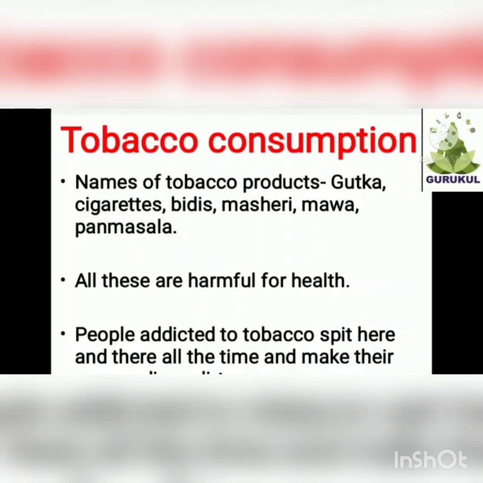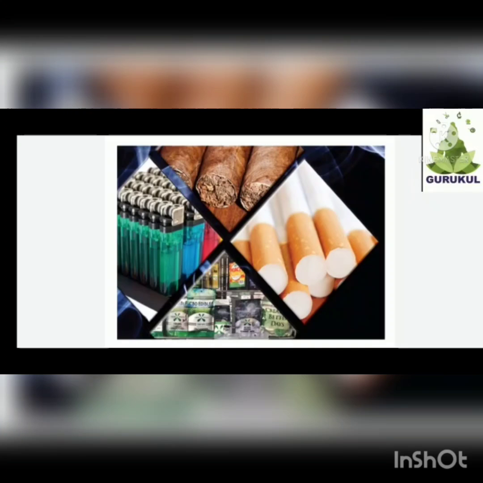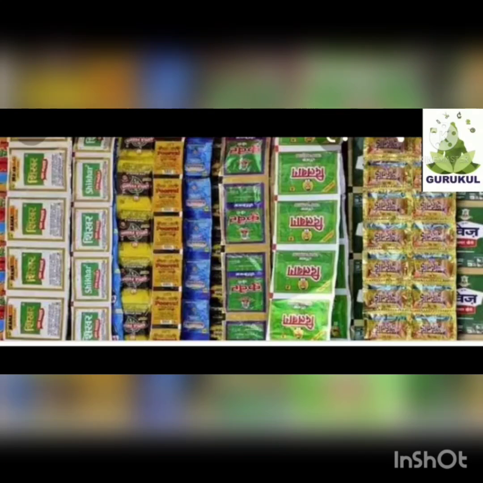Names of tobacco products such as gutka, cigarettes, bidi, masheri, mawa, pan masala, etc. are often heard. Okay. Then we also see many people consuming tobacco in different ways, right? But you know, all these are very harmful for our health.